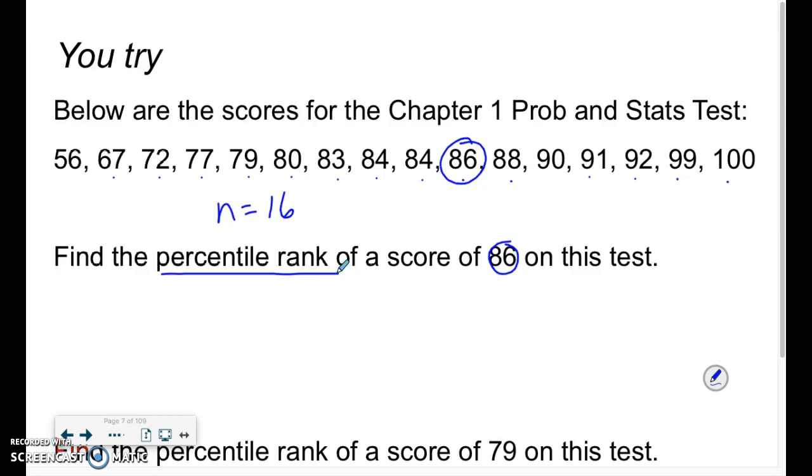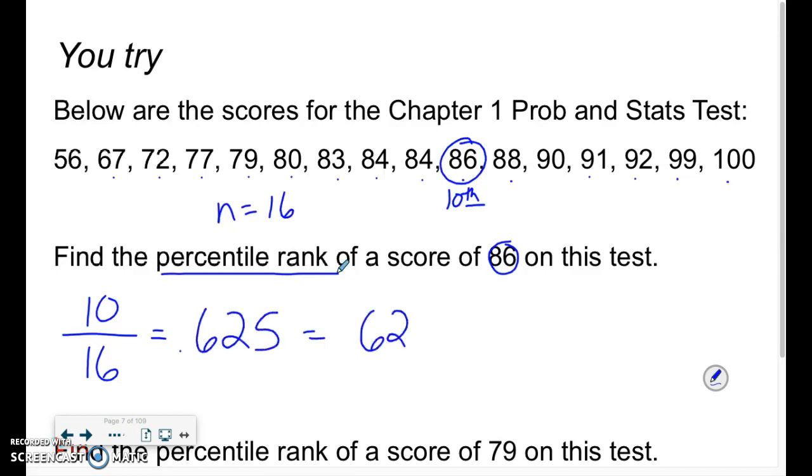How do I find percentile rank? I take 1, 2, 3, 4, 5, 6, 7, 8, 9. This is the 10th number in my ordered list, and I divide it by how many there are total. And 10 divided by 16, honestly, I have to get a calculator. I should probably know that. It is 0.625. What does that mean?